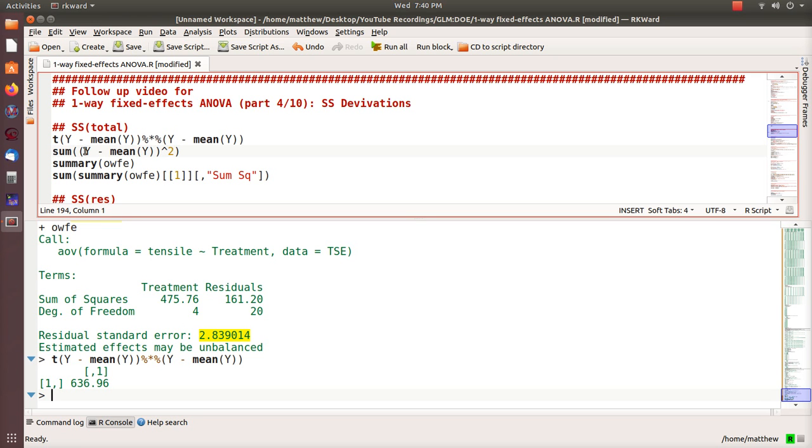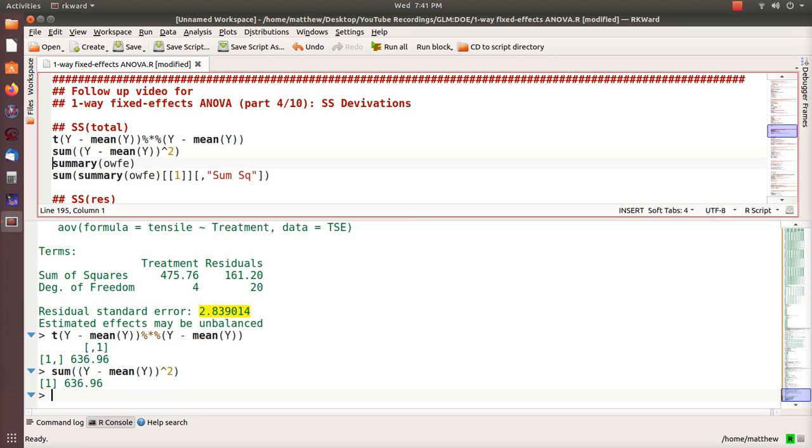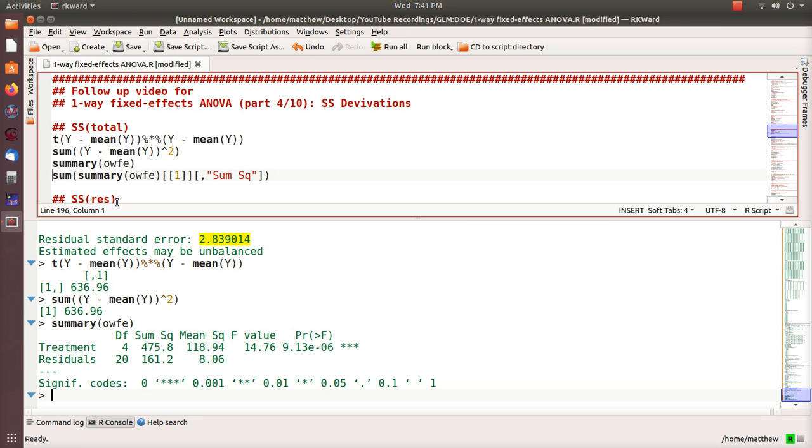But then I thought, well, let's keep it more scalar-like. So we have a vector of y, and then we subtract the mean, then we square each component, and then we sum each component. And that's what this represents. And we get the same thing. Now if we look at the summary of our one-way fixed effects model, and then we created an ANOVA model, and that's what is stored in this variable.